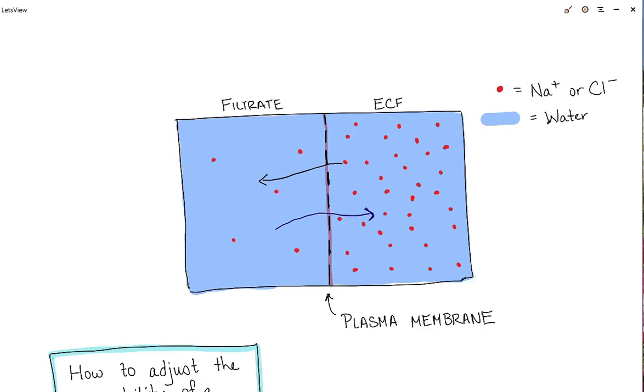Is the salt going to be allowed to diffuse? Is the water going to diffuse? Are both going to diffuse? Neither? And that answer depends almost solely on the composition of that plasma membrane. So as it turns out, we can adjust the plasma membrane and make it more permeable to one substance or another, and thus control what moves across that membrane.